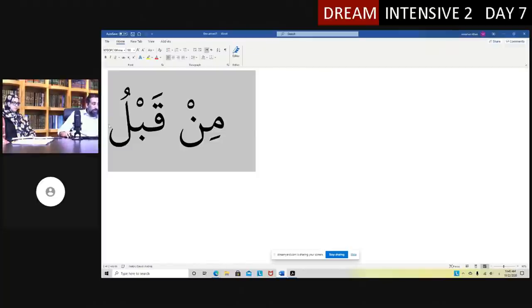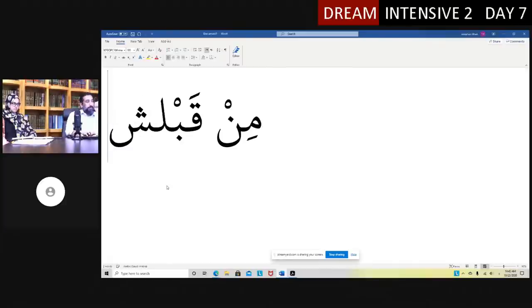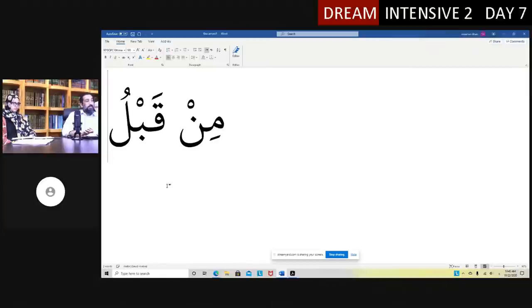I'm still going to put qablu. And if you ask why, it's because you took away his mudaf ilayh. Now, if you give him his mudaf ilayh back, min qablihim, hey, you gave me a mudaf ilayh, I can be back to normal. I can cooperate with grammar. But if you take my mudaf ilayh, I'm going to become non-flexible with u all the time. I don't care if there's a min before me, inna before me, nothing before me. I'll just be qablu. Even if you want me to be jar, I'll look like qablu. And so you find in the Quran even min qablu.